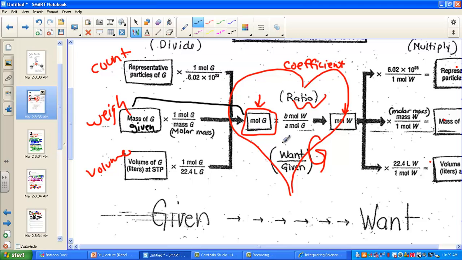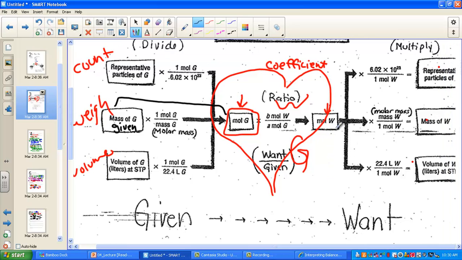Every problem involves this heart, the want over given coefficient mole ratio. So whatever unit we start with, we've got to get it into the mole. Follow our roadmap to lead to the central unit of the mole. We do our ratio, the coefficient ratios we just finished practicing. Want over given. That brings us to moles of what we want.